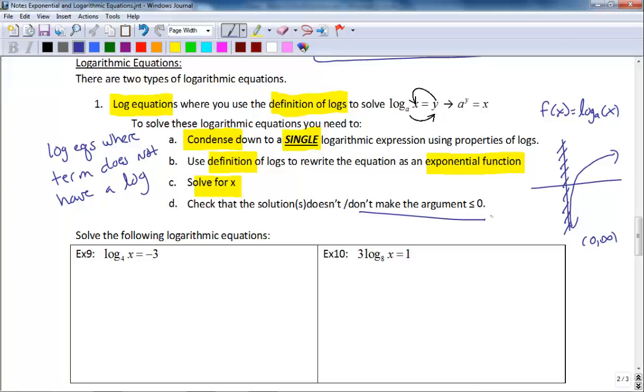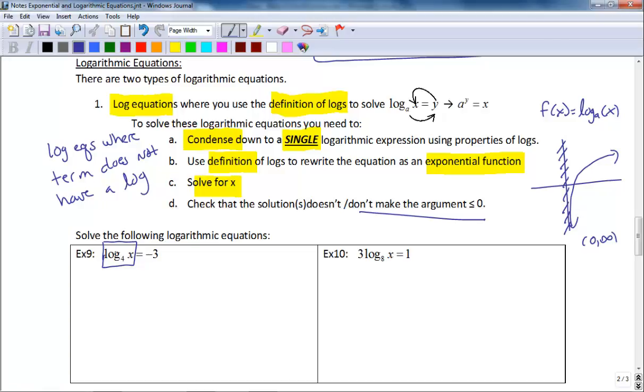All right, well, let's go ahead and start these. The first one, log base 4 of x is equal to -3. Step 1, condense down to a single log. Well, this is completely condensed down to a single log. There's only one log in front of it. There's nothing multiplied to it. There's no addition that would need the product rule. There's no division that would need the quotient rule. So then it says, all right, we'll use the definition of logs to solve this.